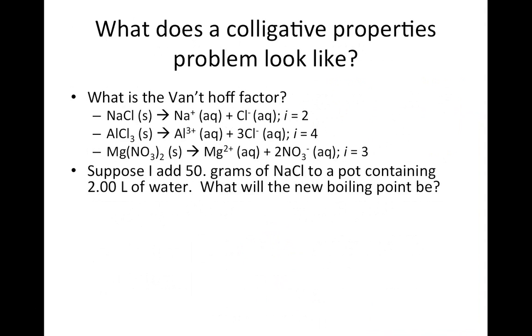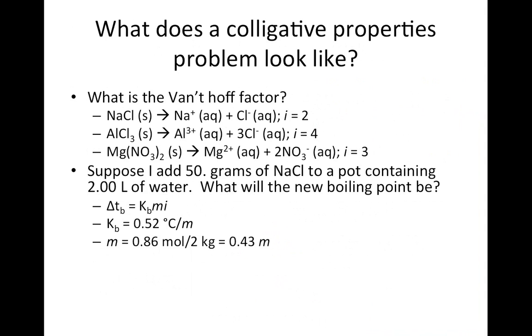Imagine that I added 50 grams of sodium chloride, or table salt, to a pot that contained 2 liters of water. What will this do to the boiling point? Before even plugging any numbers into any equations, let's think about it. It will raise the boiling point, as we know that adding a solute to a solvent elevates the boiling point. The equation of interest is delta TB equals Kb times molality times the Van't Hoff factor. The constant Kb is equal to 0.52 degrees Celsius per molal, which was found in the table given out in class. This means that the boiling point increases 0.52 degrees Celsius when the molality of the solution increases by 1.